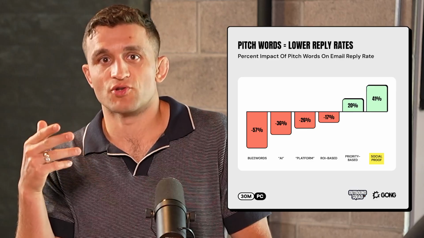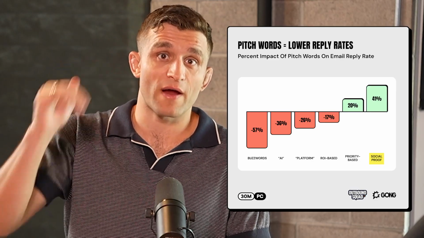And Gong data shows that when you use social proof, it increases your reply rate. It's actually a little bit more for folks that are manager and below. So managers and below, including social proof, has a 2.25x impact on your reply rate. For directors, it's 1.5x. So if you're able to include it in a way that's natural, it's worth doing.